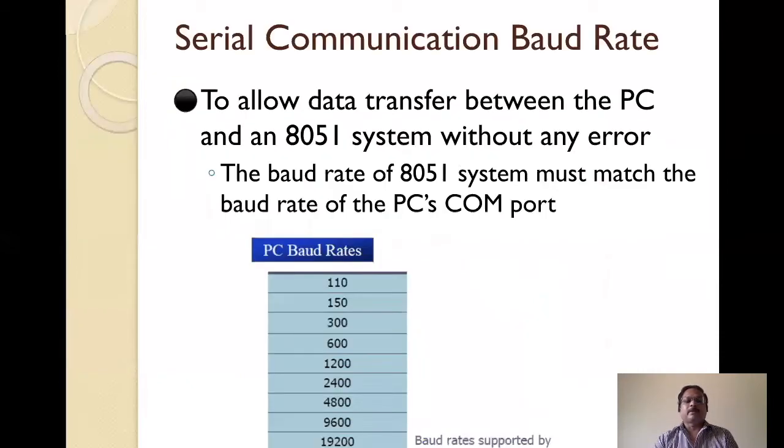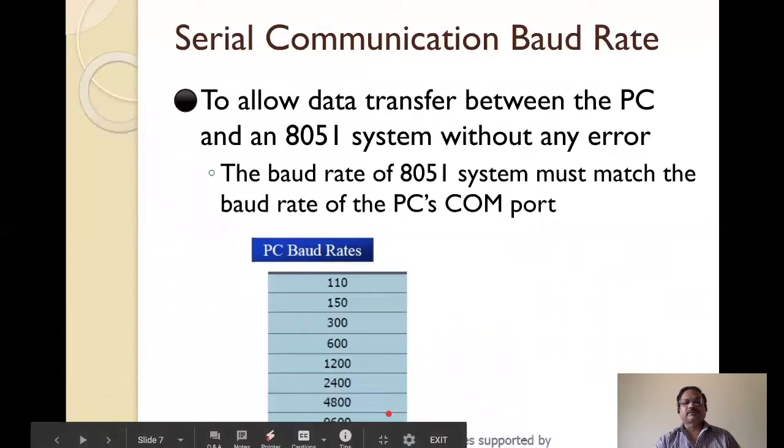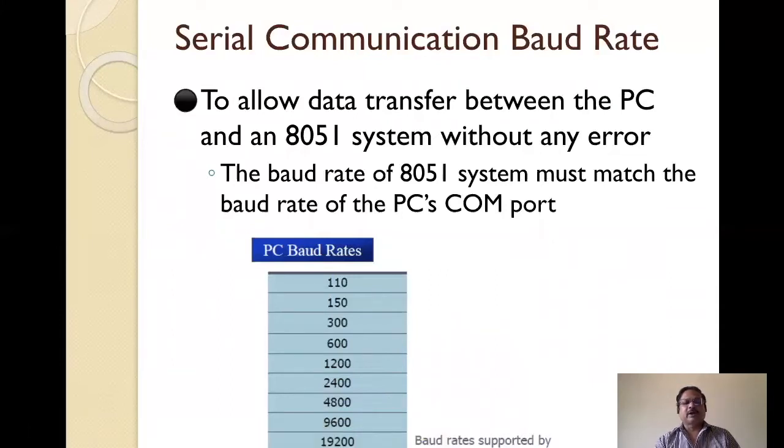Now, whenever we need to have communication between the personal computer and the COM port, the baud rate of the 8051 system must match the baud rate of the PC COM port. We know there are two COM ports in the computers, COM0 and COM1. And here in the table, the commonly used baud rates are shown, starting from 110 to 19200. So these are the commonly used baud rates.